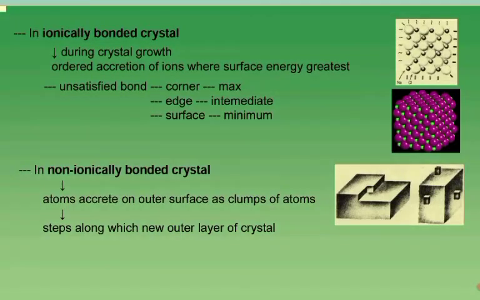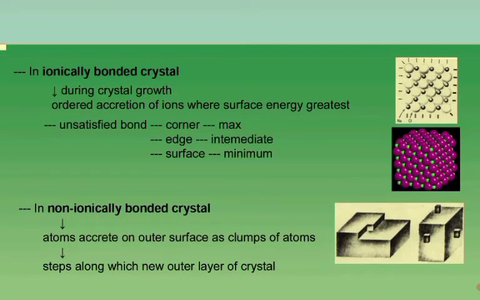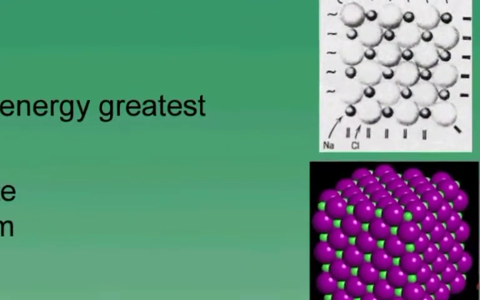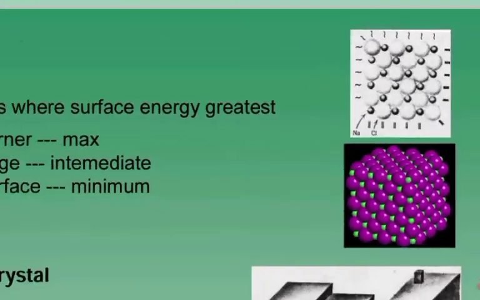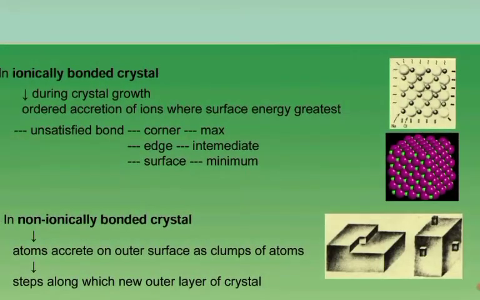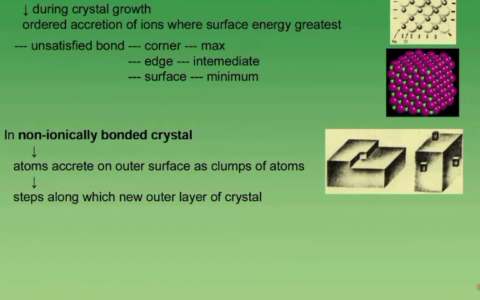In an ionically bonded crystal, during crystal growth there is accretion of ions where surface energy is greatest, i.e., unsatisfied bonds: corner maximum, edge intermediate, surface minimum. In a non-ionically bonded crystal, atoms accrete on the outer surface as clumps of atoms, forming steps along which a new outer layer of crystal grows.